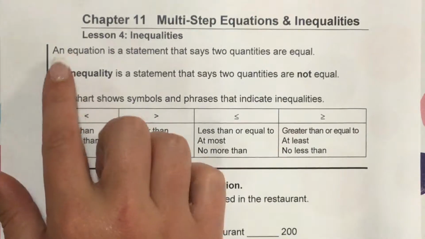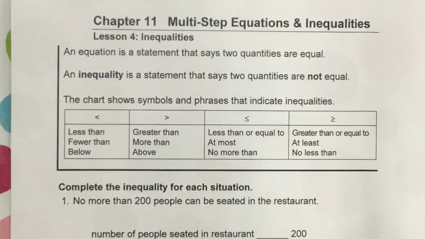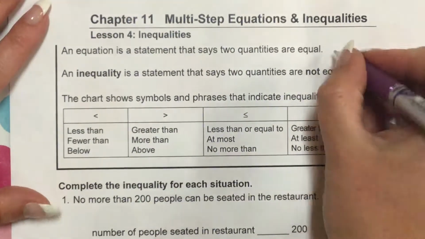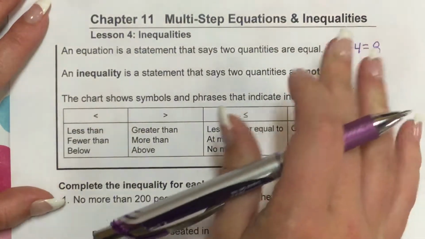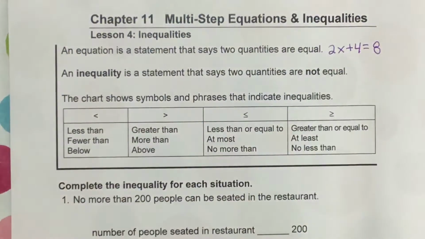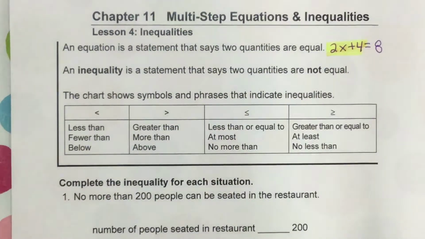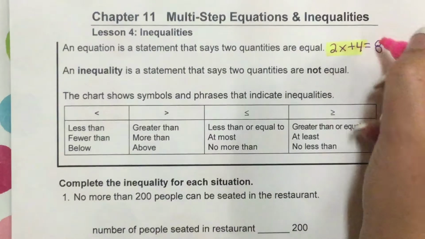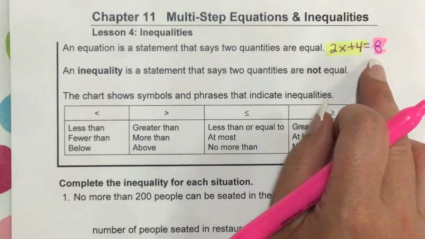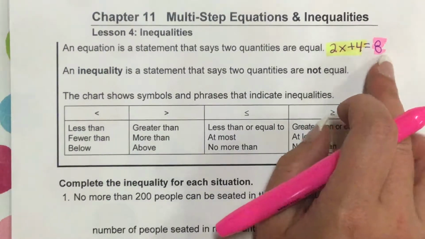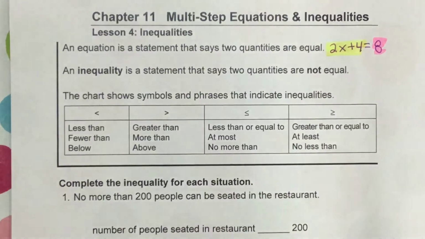So an equation is a statement that says two quantities are equal. If we had something like 2x plus 4 equals 8, that is an equation. It's saying that this side of the equation is equal to the other side. So 2x plus 4 is the same thing as 8. That is an equation showing that two things are equal.